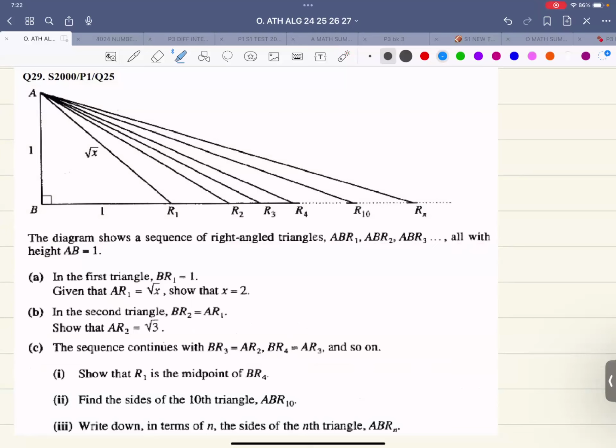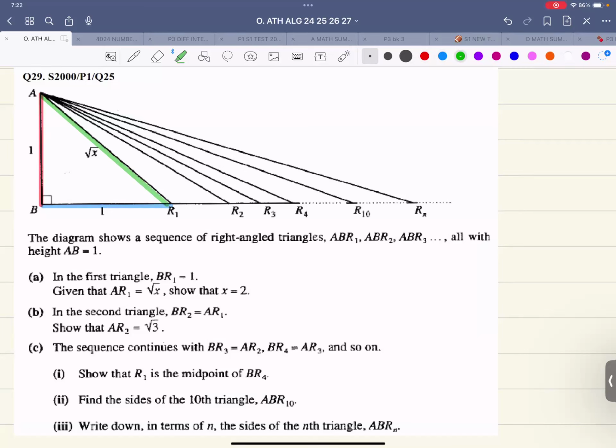So let me just do a little bit of highlighting. Now I have drawn the height, that is AB, that is 1. And then let me draw the base, which is BR1, that is the base. And then what I see is the hypotenuse that's right over here. So what I see is a right angle triangle. Now the question is, what exactly are they asking?